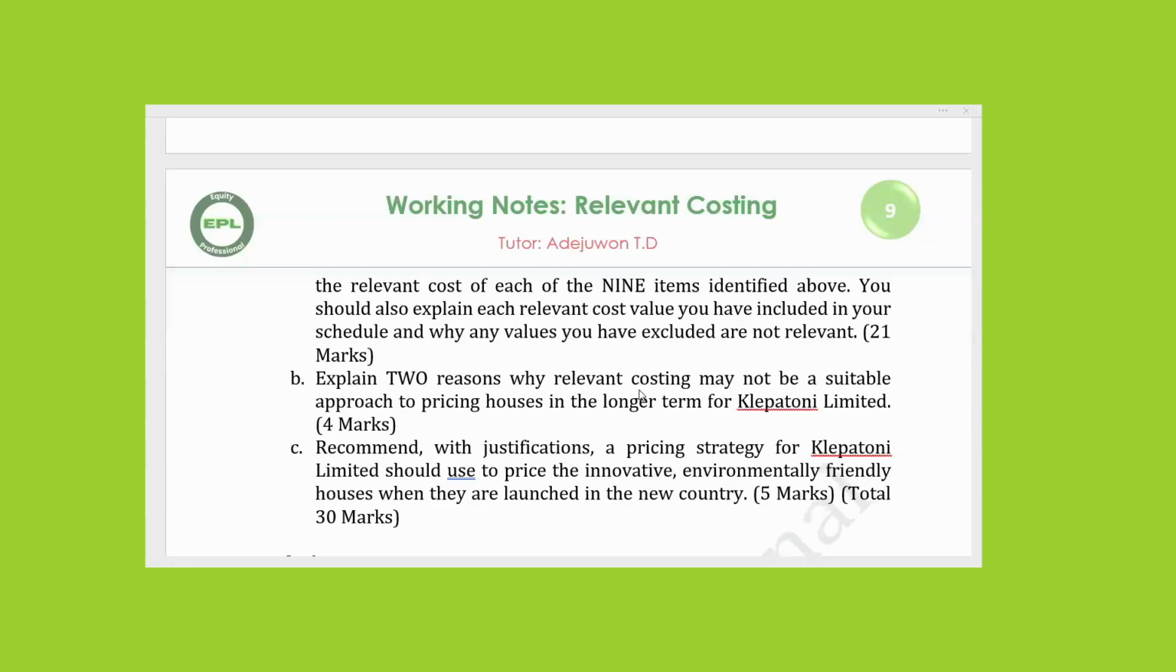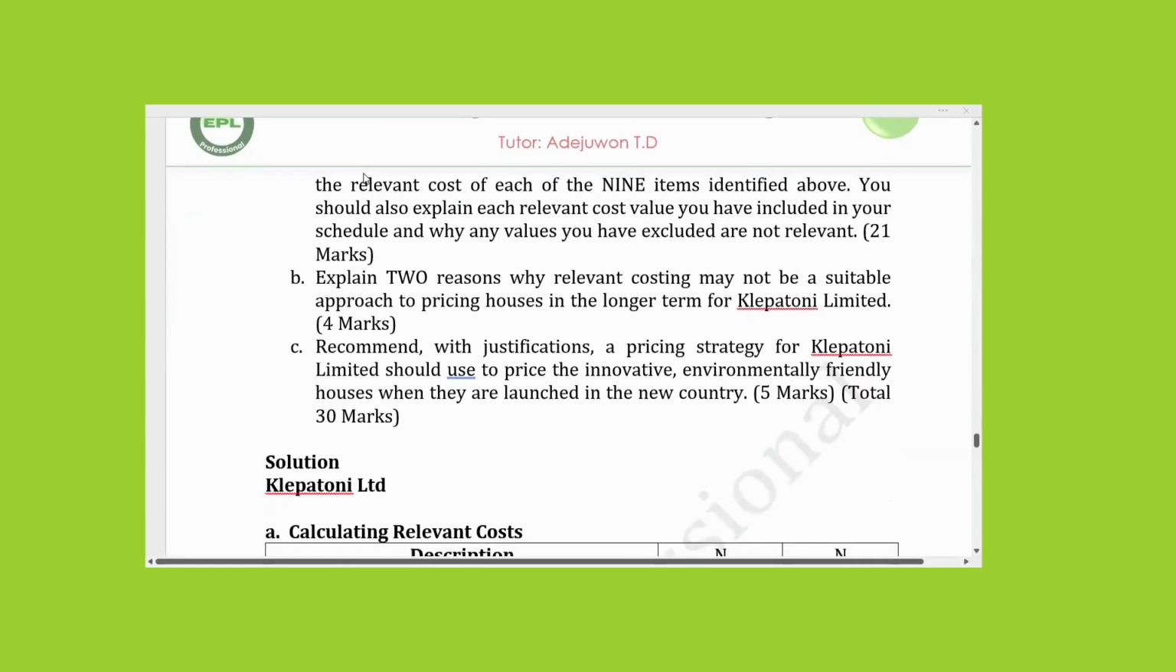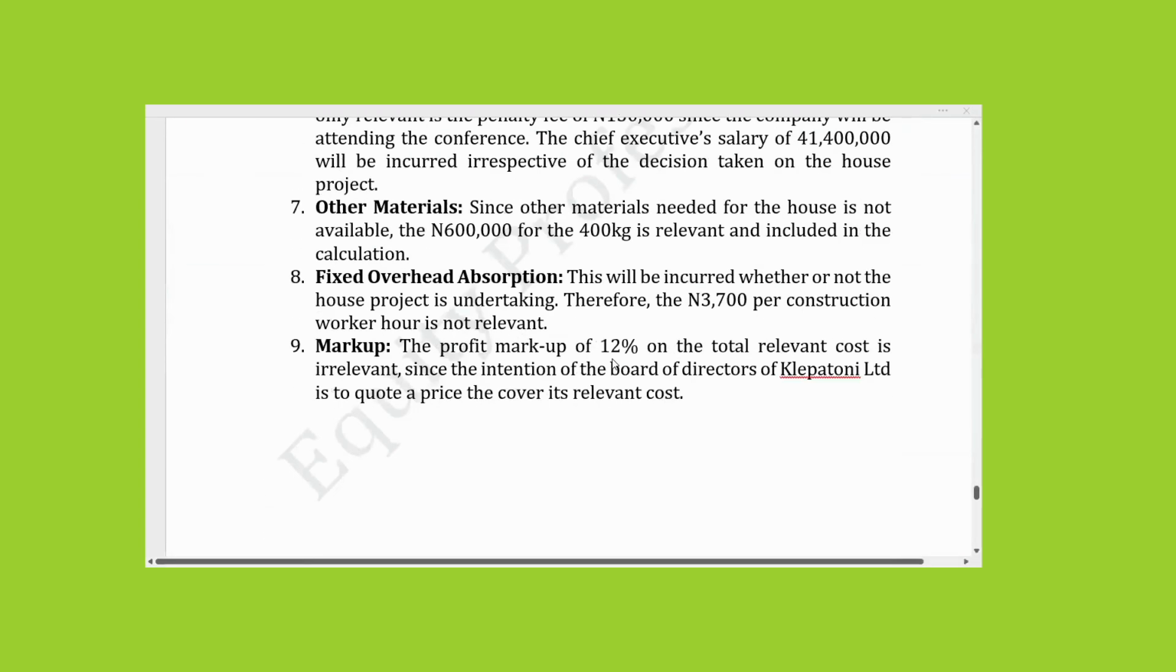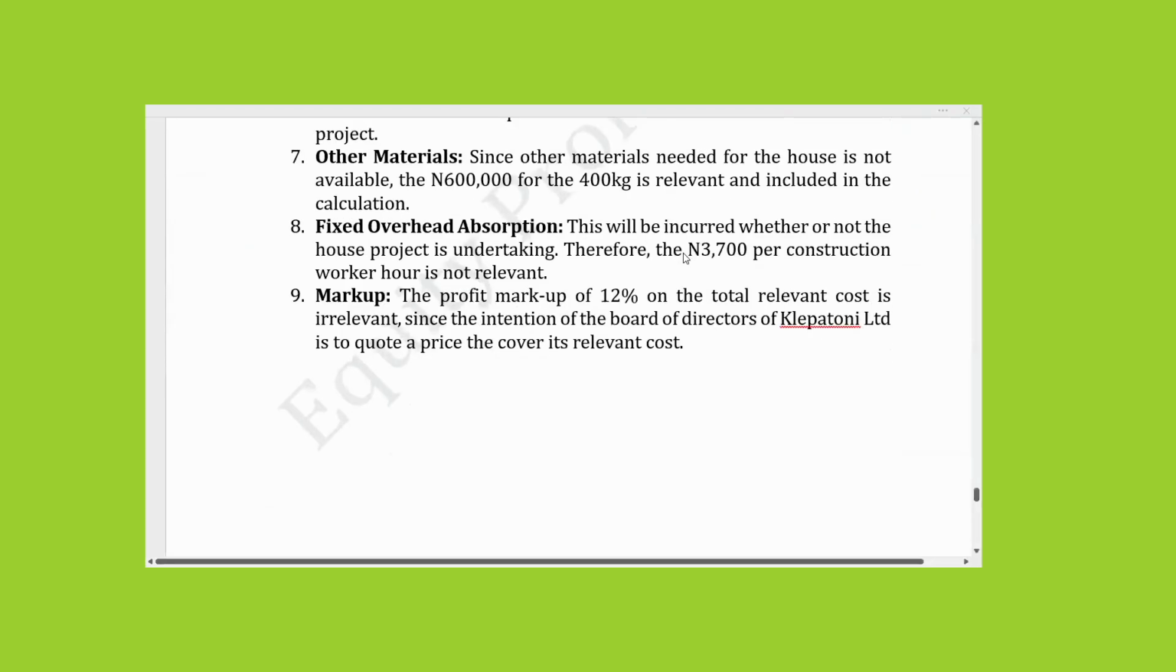So, in the B part of the question, kindly check number 8. What is number 8? Fixed overhead: this will be incurred whether or not the house project is undertaken. Therefore, the 3,000 per concerned worker is not relevant.